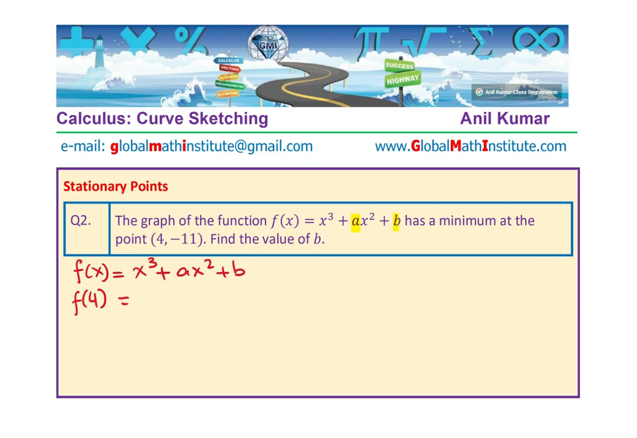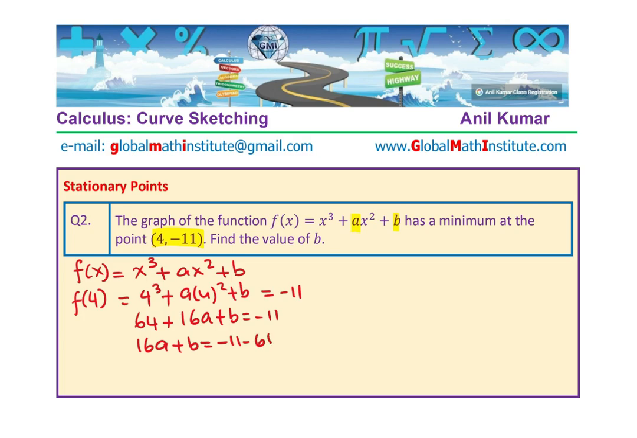The value at 4 will be, when you plug in 4 here, 4 cubed plus a times 4 squared plus b. And this value is minus 11. That is given to you. So we have to use the point on the curve to get our first equation. 4 cubed is 64, plus 4 squared is 16a, plus b equals minus 11. We can write this as 16a plus b equals minus 11 minus 64, and that gives me 16a plus b as minus 75, correct?